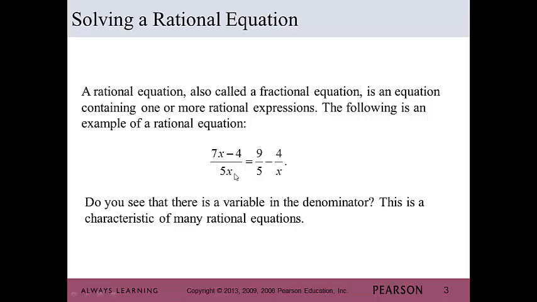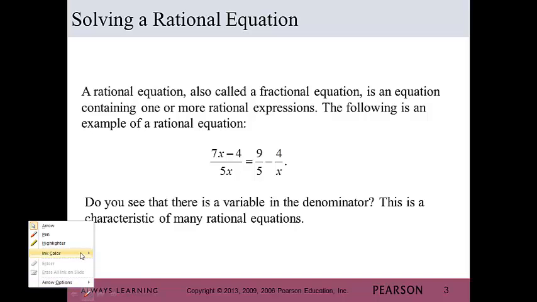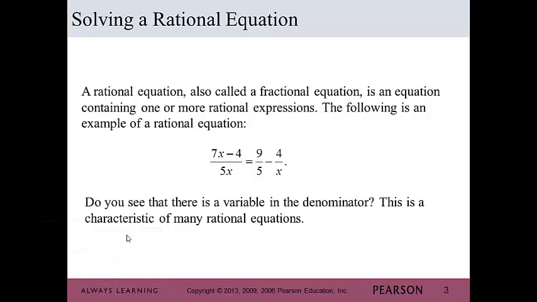Notice that we have a fraction expression equal to a fraction expression minus another fraction expression. That makes it a rational equation. Also, with rational equations, you could see the variable in the denominator.